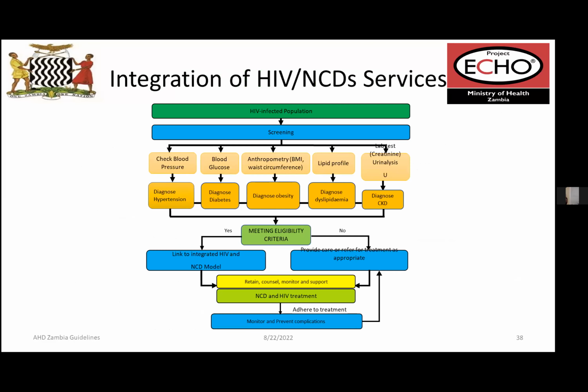This is just a diagram trying to show integration of HIV and NCD services. You have the HIV population being screened for blood pressure, glucose, BMI, lipid profiles, and kidney disease. And at the end of the day, these conditions can be diagnosed. Once you diagnose, you need to answer whether they have a condition or not. Depending on whether they have a condition, they can be followed up in an NCD HIV treatment clinic and monitored going forward. Next.